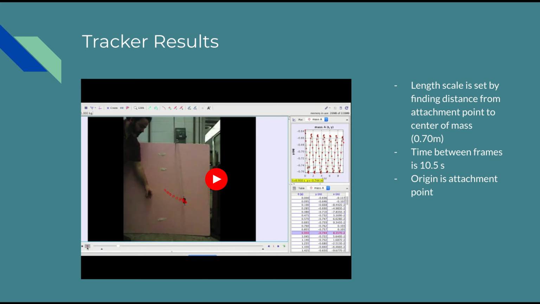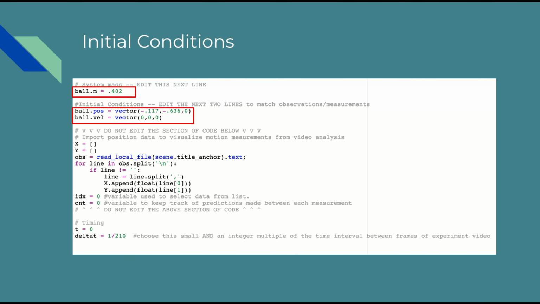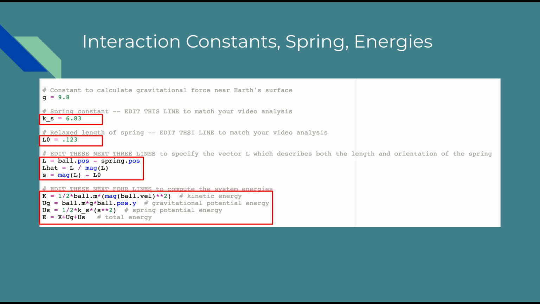This is a clip of the object moving in Tracker. For the initial conditions, I set the ball's mass and the initial position and velocity vectors based on values from Tracker. Then I found the spring constant and relaxed length based on the equations mentioned previously. Additionally, I specified the vector L and the values for L hat and S. Then I computed system energies by providing equations to find kinetic, gravitational potential, spring potential, and total energy.